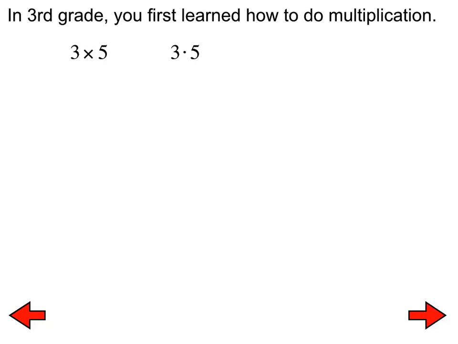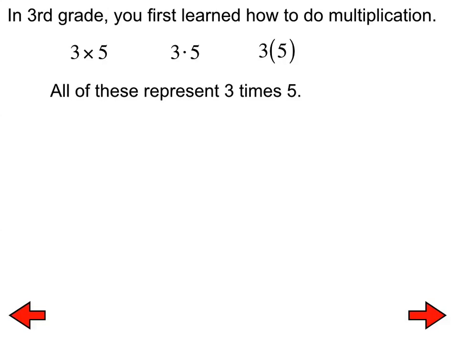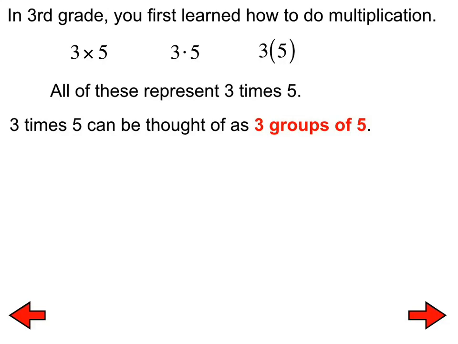So first of all, we have 3 times 5, 3 times 5, and 3 times 5. That's 3 times 5 written 3 different ways. And I'm sure that all of you have seen those ways before. So all of these represent 3 times 5. And 3 times 5 can be thought of as 3 groups of 5. And you may not remember this, but this is the way that you first learn multiplication in the third grade.